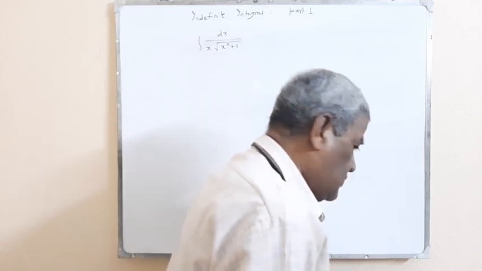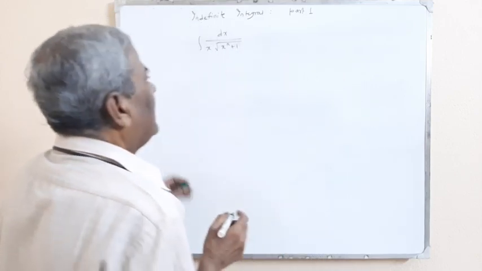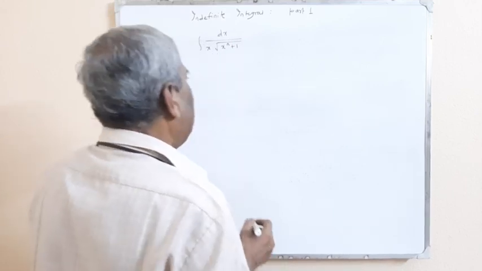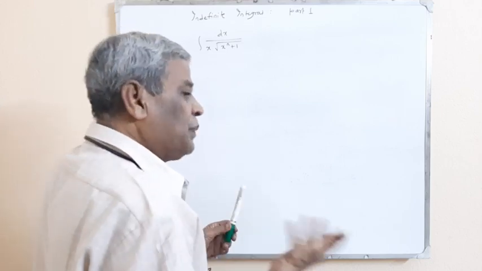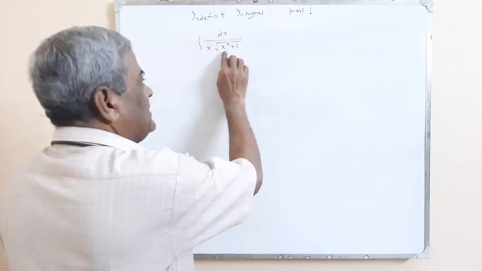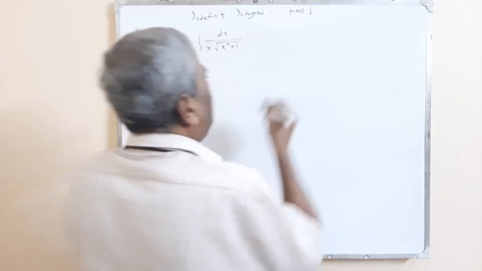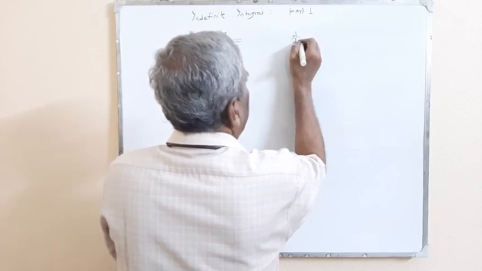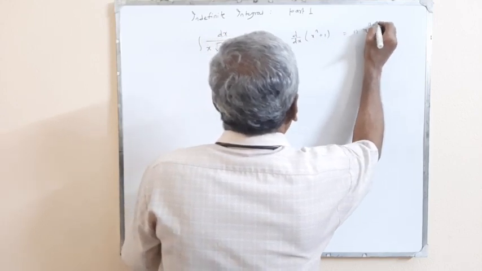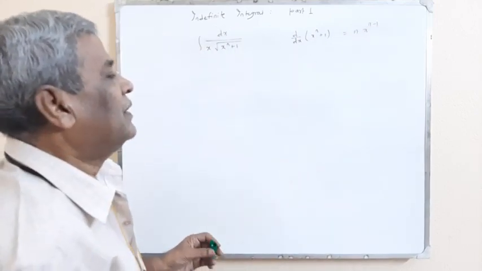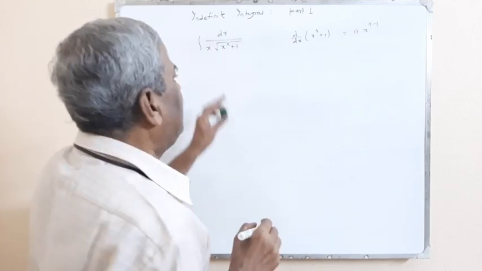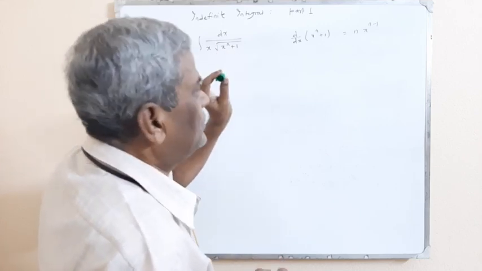It is a very important type of problem. In the denominator, one factor is simply x, and the other factor is within a square root: x to the power n plus some constant. In that case, let us see what is the derivative of that. Derivative of x to the power n plus 1 is n x to the power n minus 1. So in the numerator, x to the power n minus 1 has to be present there. For taking, this is equal to z.